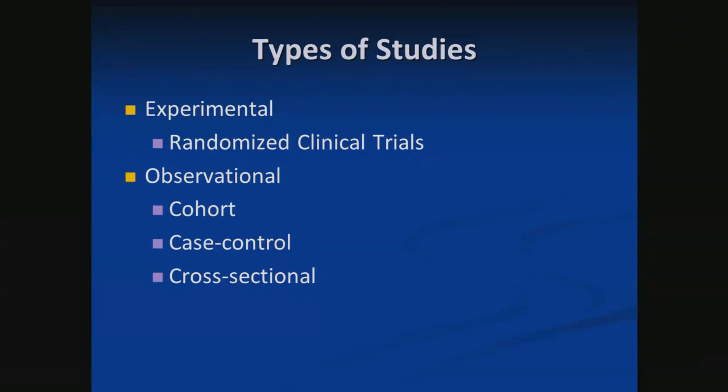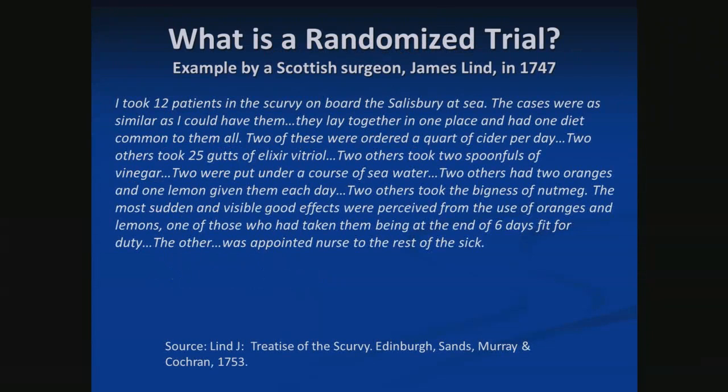So we're looking at different types of study designs. We're going to start with randomized clinical trials. Okay, I'm going to read this out loud. This is from a Scottish surgeon, James Lind, a physician in 1747 in England. He was a sailor at sea, the physician at sea with other sailors, and they had a big problem with scurvy. Okay, so this is from his journal.